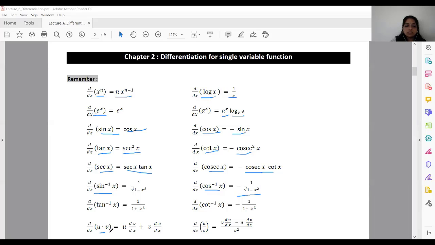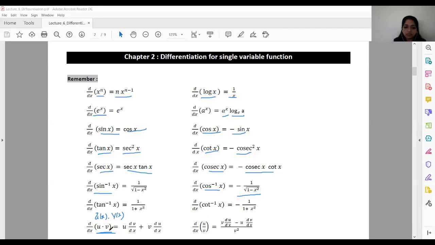Dear students, this is the multiplication rule. u times v, where u and v both are functions of x. When we have two functions of x and we want the derivative of the product, then first we keep u the same and take the derivative of v, plus keep v the same and take the derivative of u.